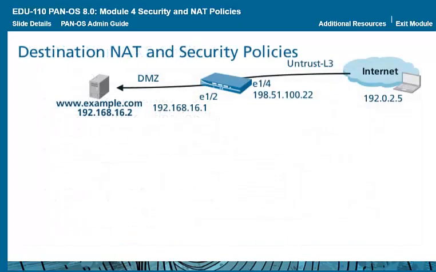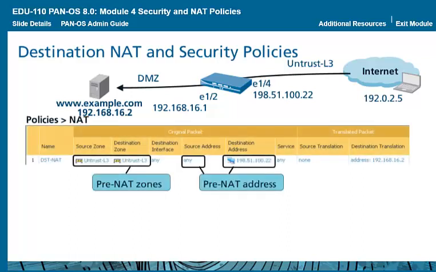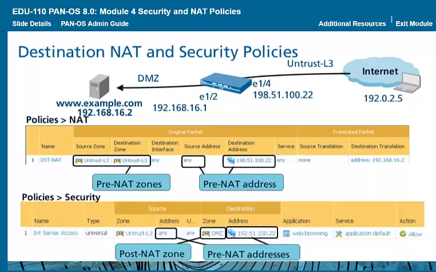To configure destination NAT, first create a NAT policy rule. When you create a destination NAT policy rule, identify the original packet characteristics. Use the fields in the Original Packet tab to define the match criteria that will be used to select traffic for the NAT translation. A NAT policy rule matches the packet based on the original pre-NAT source and destination addresses and the pre-NAT destination zone.